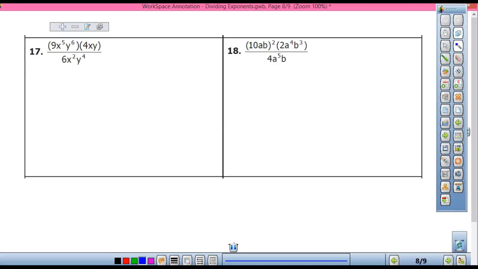Okay. All right, 17. I'm multiplying on the top. So what do I do with my coefficients? Multiply my coefficients, I get 36. What do I do with my exponents? Add them, so x to the 6, y to the 6 over 6x squared, y to the 4. So 36 divided by 6 is 6, x to the 4th, y to the third, yes.